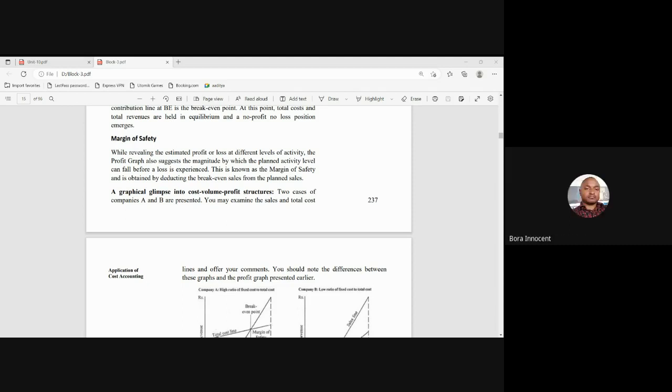Yes, it's only a principle, okay? In actual, it may be differing. It's only a principle which we follow as a security measure. So margin of safety is the difference between the actual value and the planned one.